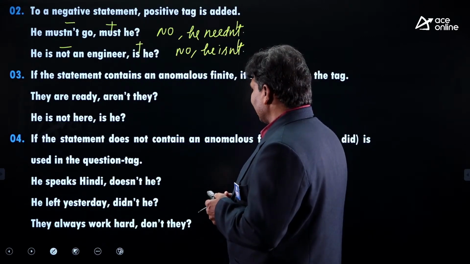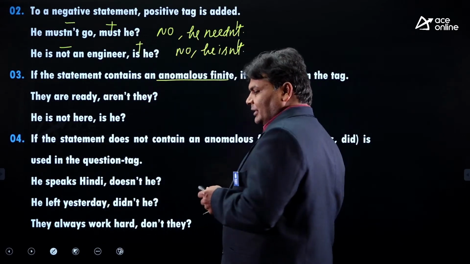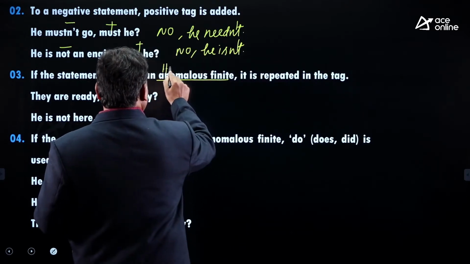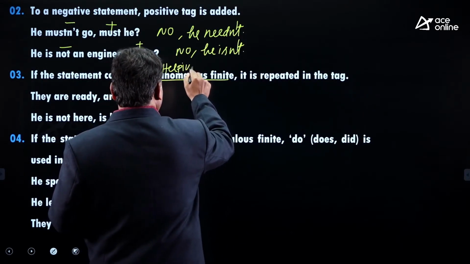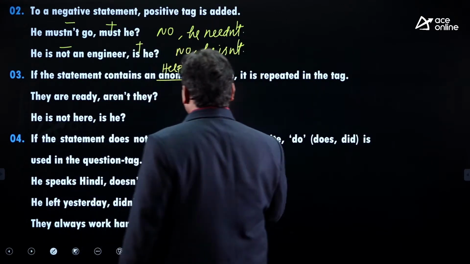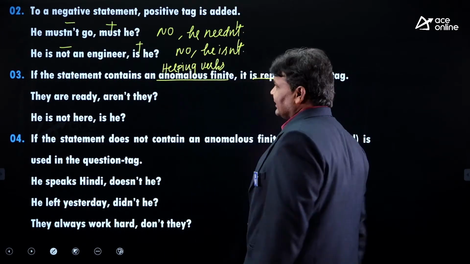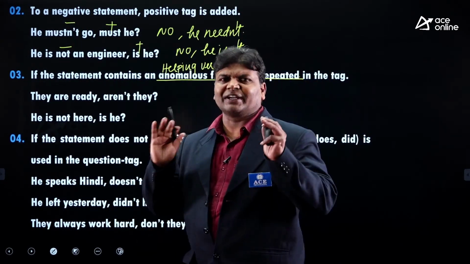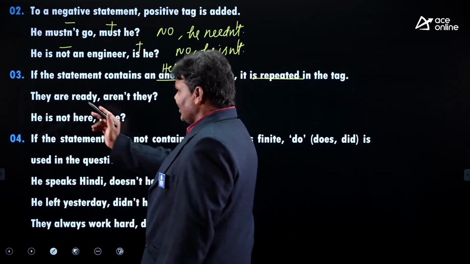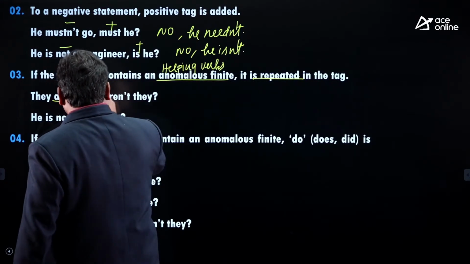If the statement contains an anomalous finite verb. What is anomalous? These are all helping verbs. For your convenience, I am writing the helping verbs here. These are all helping verbs, students. Okay, right. Very good. So if the statement contains an anomalous finite, it is to be repeated in the tag. By default, it has to be repeated. For example, they are ready. What do you find here? Are. Are has to be repeated.